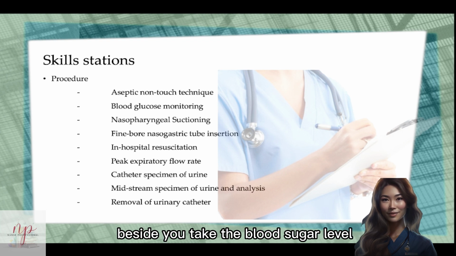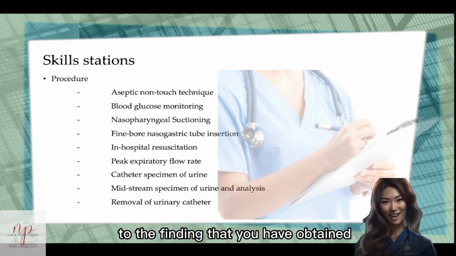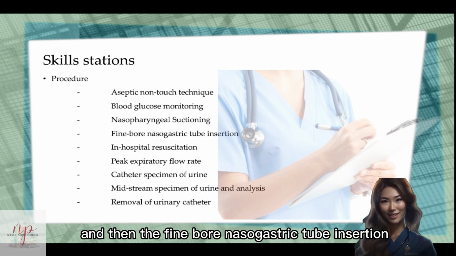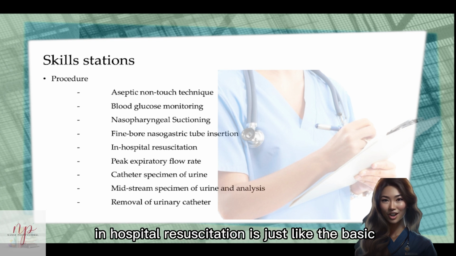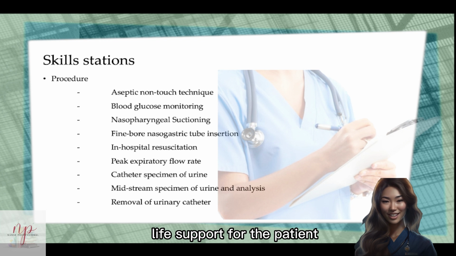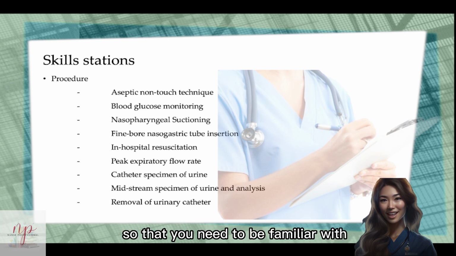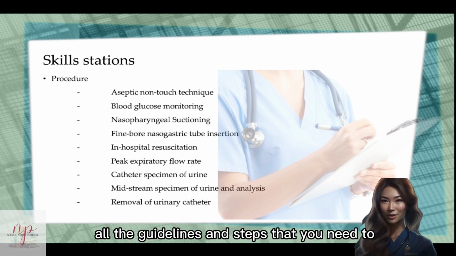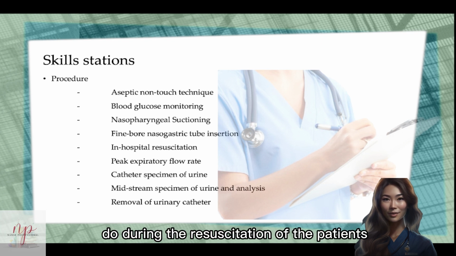Besides taking the blood sugar level for the patients, you also need to respond to the finding that you have obtained. And number 3 is nasopharyngeal suctioning, and then the fine bore nasogastric tube insertion. And number 5, in-hospital resuscitation, is just like basic life support for the patients, but it happens in the hospital, so you need to be familiar with all the guidelines and steps that you need to do during the resuscitation of the patients within the hospital area.